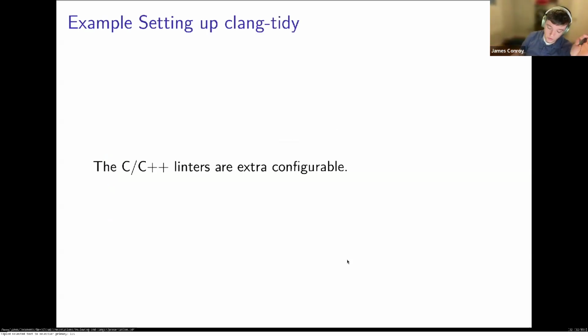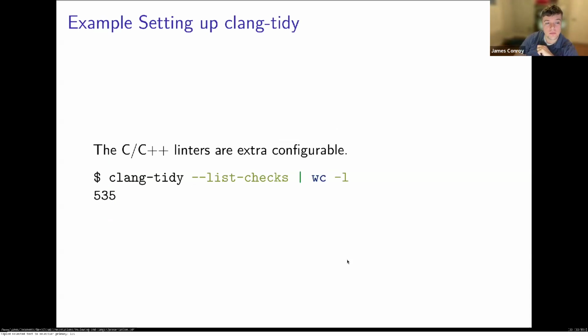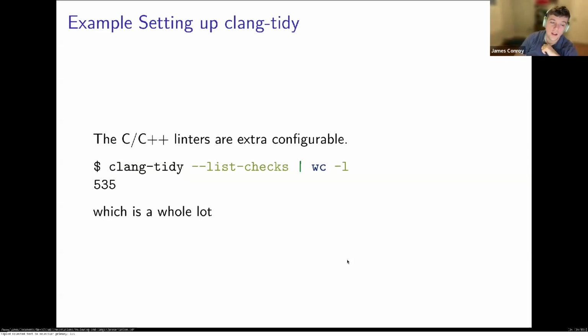Okay, so let's just go through and set up Clang Tidy just for a local project because these ones are extra configurable and it's the language I chose to use for examples, so why not? If you tell Clang Tidy to list all the checks that are available, it'll tell you you've got well over 500 checks. And those can sometimes be contradictory. They can even just be style checks. And that's just way too much.